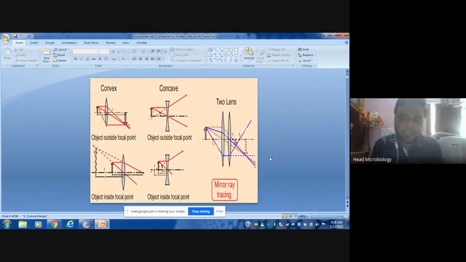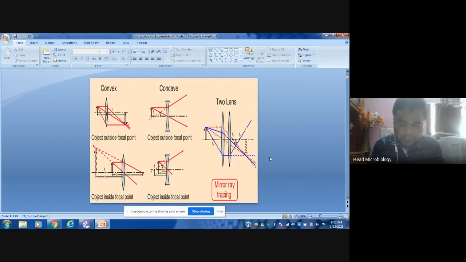Two lenses, like combined or complex lenses, will be used, where instead of one convex lens we'll be using two convex lenses. Here, two lenses will be used in the eyepiece, and two lenses will be used in the objective. The advantage of using two lenses: if one is enough, what is the use of taking two? There are some aberrations, some errors of the lenses.